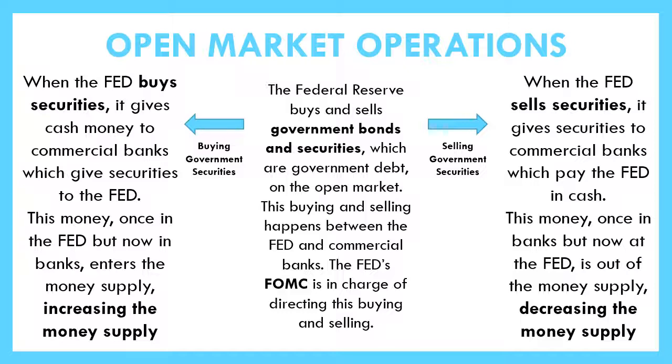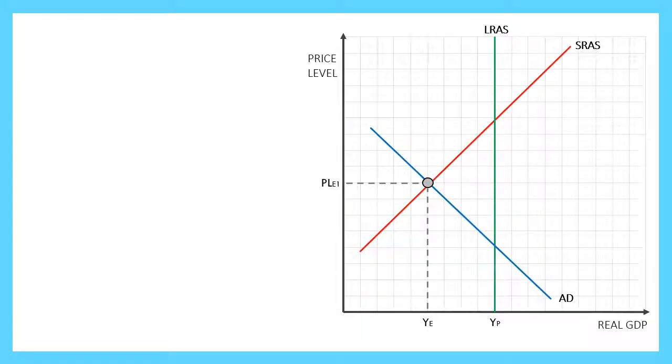So buying government securities is an expansionary policy. It's increasing the money supply. Selling government securities is a contractionary policy. It's decreasing the money supply. So how does this all have an impact on our aggregate demand and aggregate supply curves?